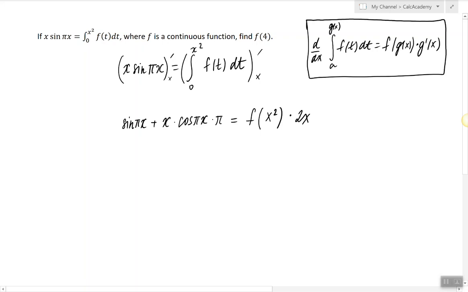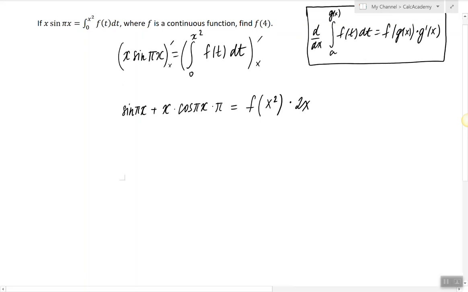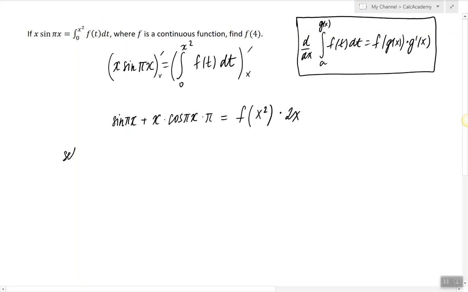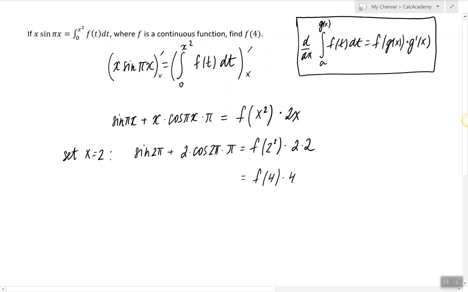And now, while we still don't know what f of x is, we can find f of 4 by simply setting x equal to 2. So we have sine of 2 pi plus 2 cosine of 2 pi times f of 2 squared times 2 times 2. And you can definitely simplify everything.